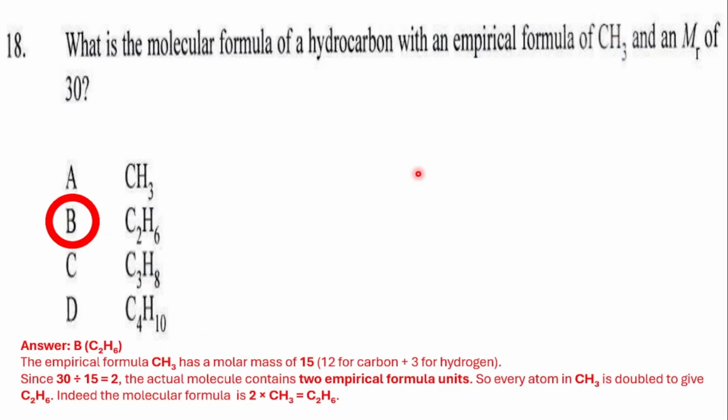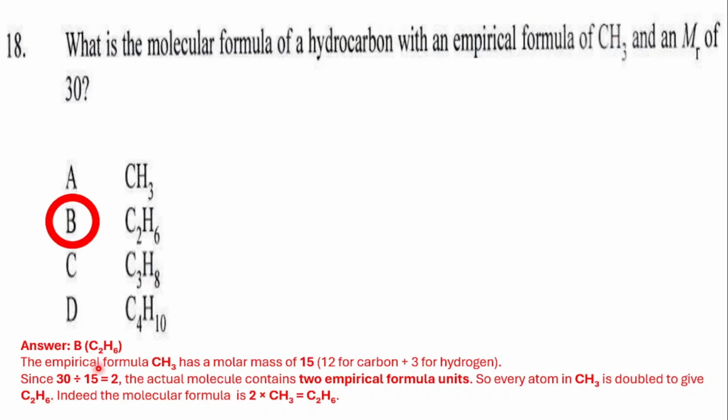The reason is because if we look at this empirical formula, it has a molar mass of 15. Why? 12 for carbon, and we know that for hydrogen it's going to be 1, but 1 times 3 is 3, so 12 for carbon and 3 for hydrogen. So if we add them two together, it's going to be 15. So for the empirical formula, it has a molar mass of 15.